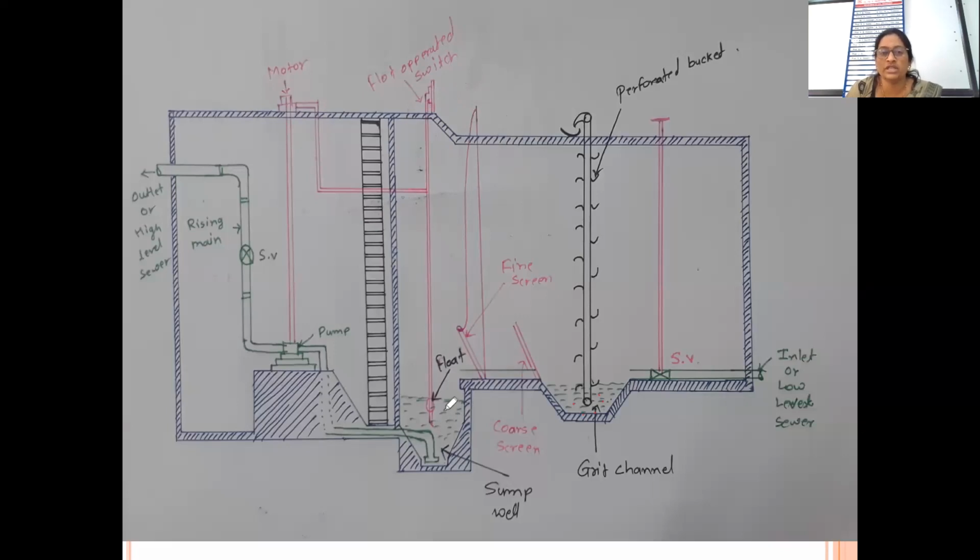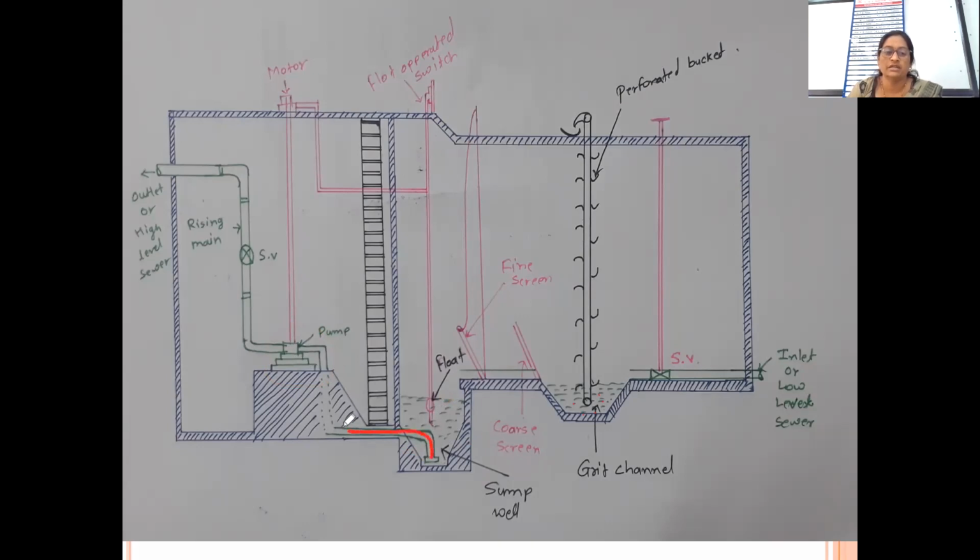So why should we go for this kind of arrangement? To have a continuous and constant flow to this pump. Otherwise, if there is not a sufficient quantity of water and the pump is still running, what will happen? The pump gets damaged. So to avoid damage to this pump, whenever there is a sufficient quantity of water, it will be on, and when there is not a sufficient quantity of wastewater, it will be off. For that purpose, a float is provided, and a well is provided.